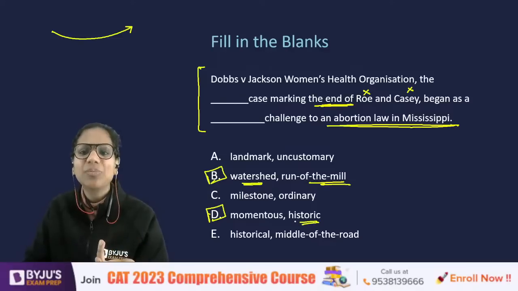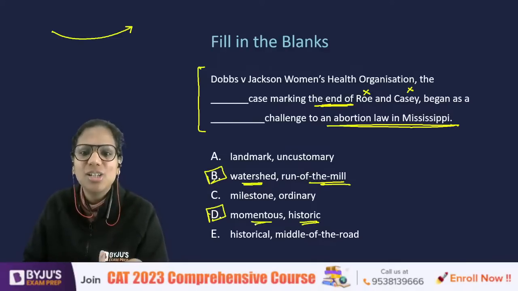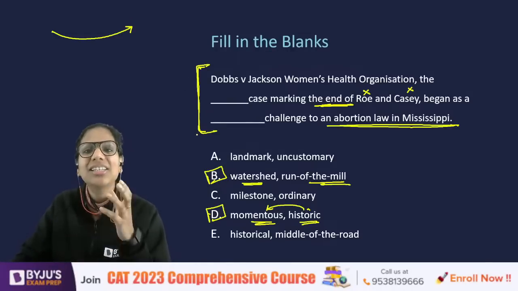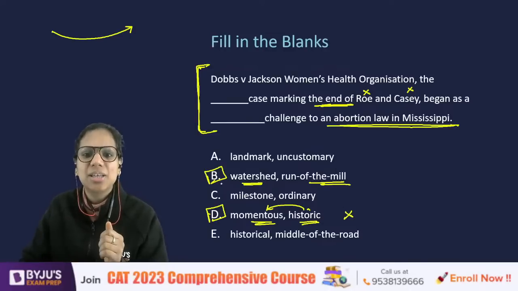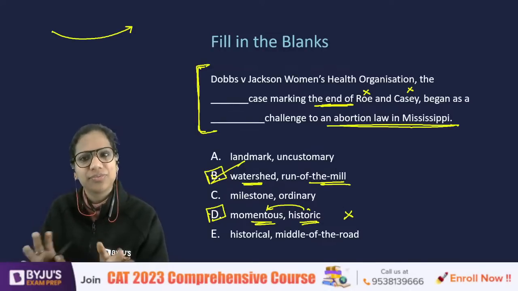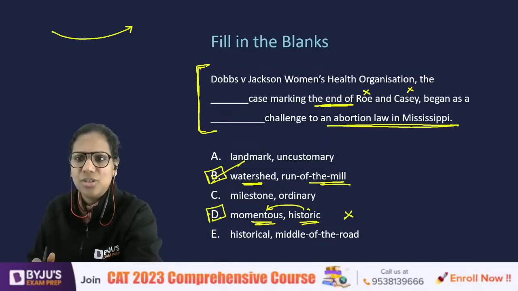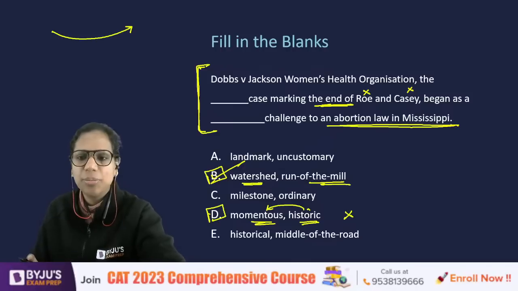If it began as something historic, you would expect the results also to be historic, right? So then there is no contrast here, whereas here there is a sense of contrast in the sentence. Hence, B. All right. Let's go to the next one then. Understood, Naman and Gautam?